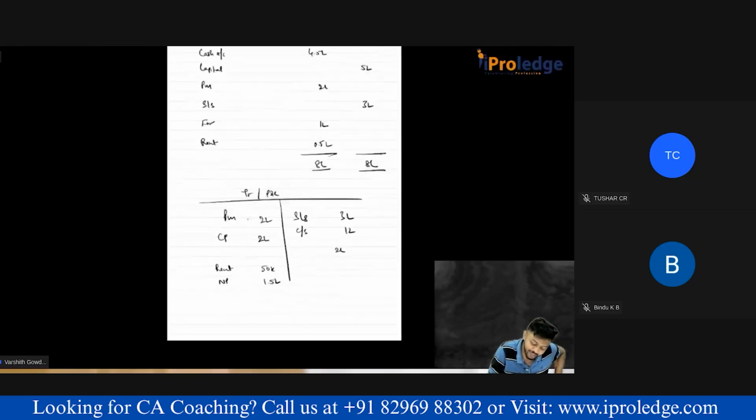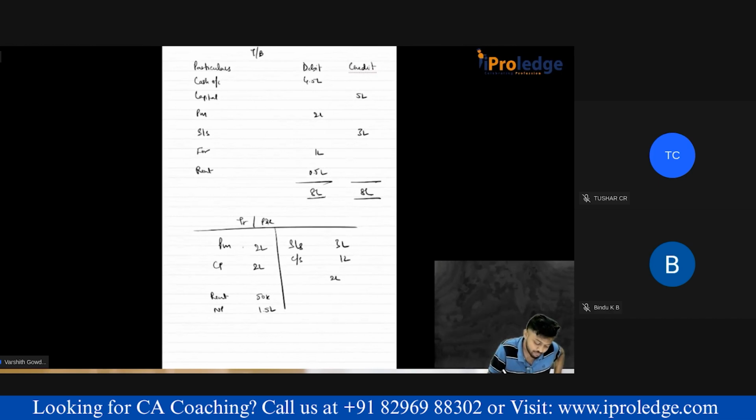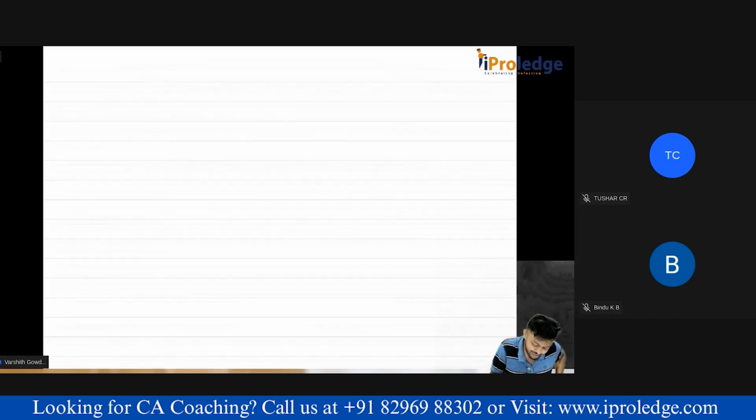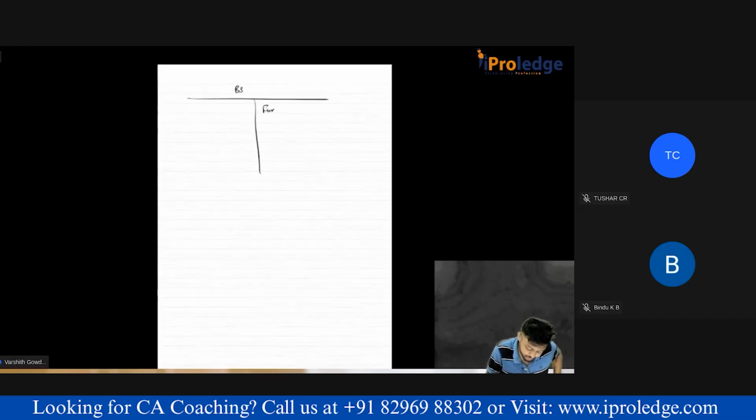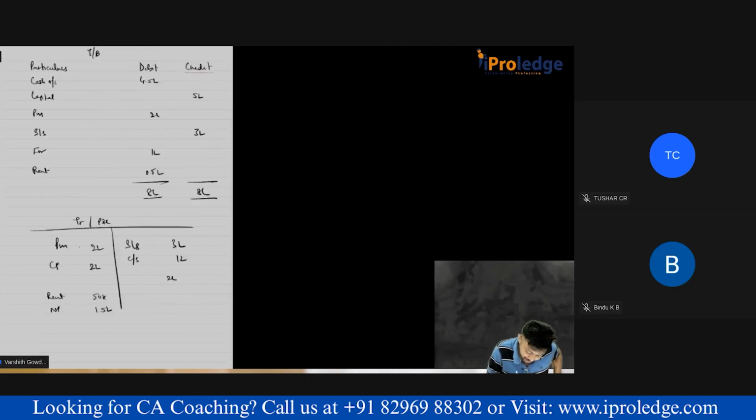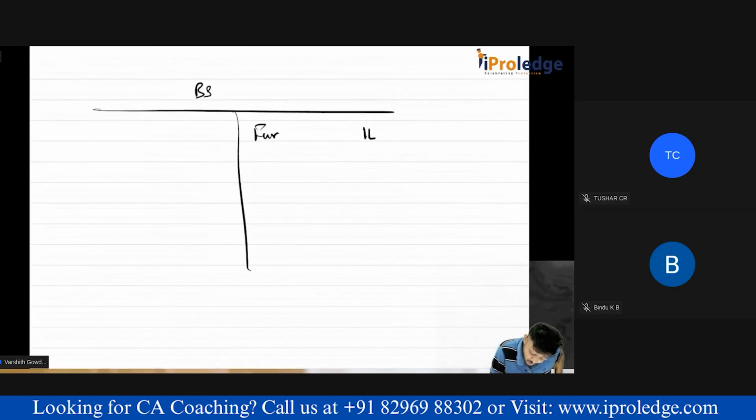Then after P&L we'll create the balance sheet. In the balance sheet, simply assets and liabilities will come. So tell me all the assets that we have. We have furniture of what? 1 lakh rupees. Then we have closing stock of how much? 1 lakh. Then we have cash.